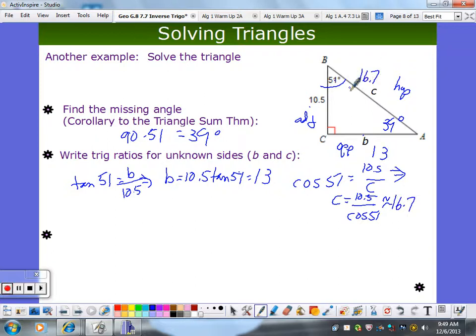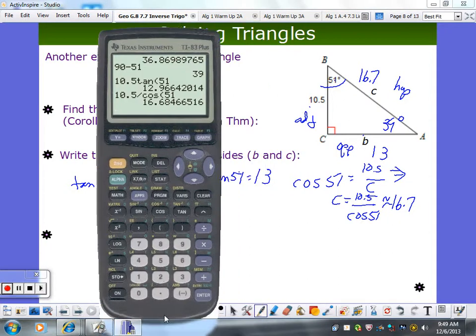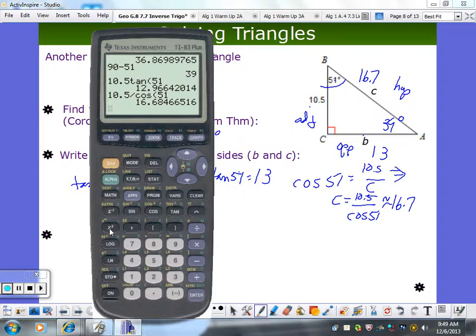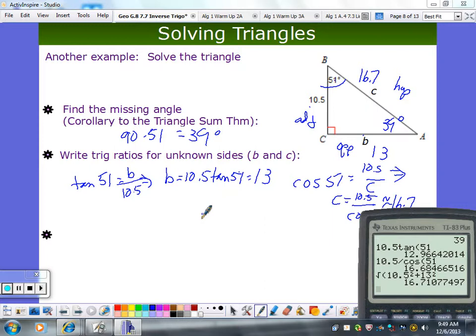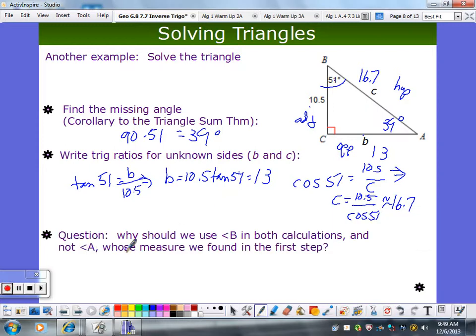Now, how would you check this? I would use the Pythagorean theorem. You can tell I make a lot of mistakes because I'm always checking. So the square root of 10.5 squared plus 13 squared should be pretty close to 16.7 for me to be happy right now. And it is. So I check that stuff. Why don't we use the new stuff we calculate, just in case we make a mistake? If you don't have to, don't. Sometimes you do, but if we don't have to, I don't use it.